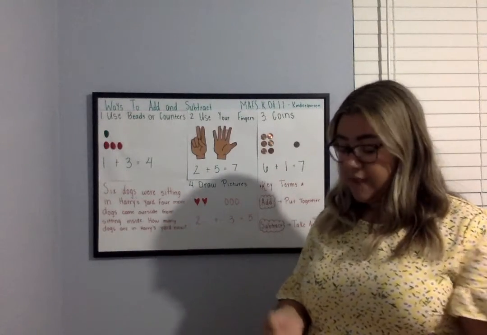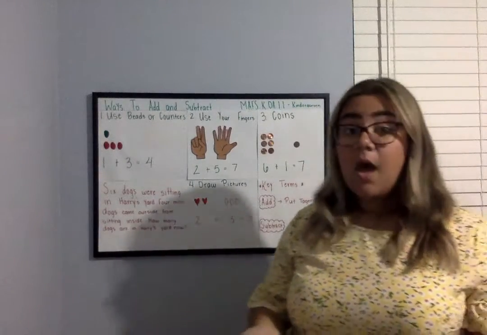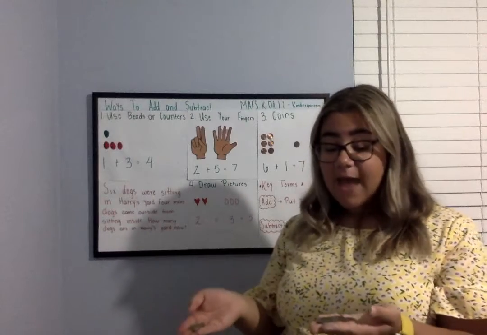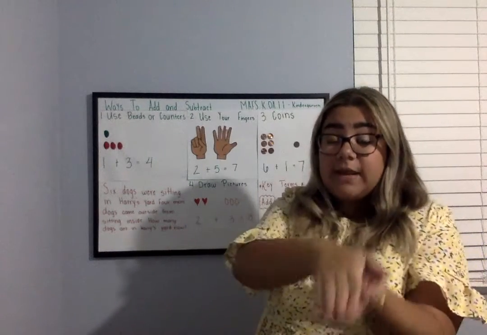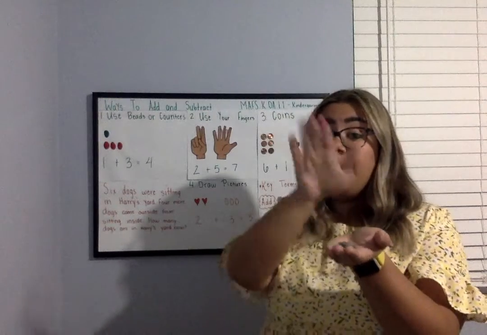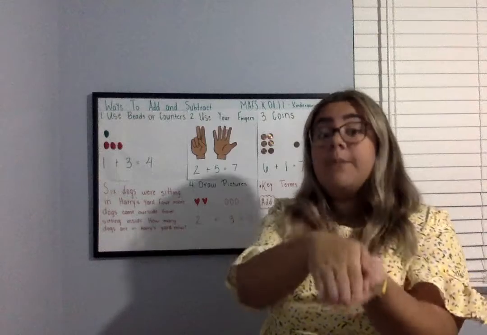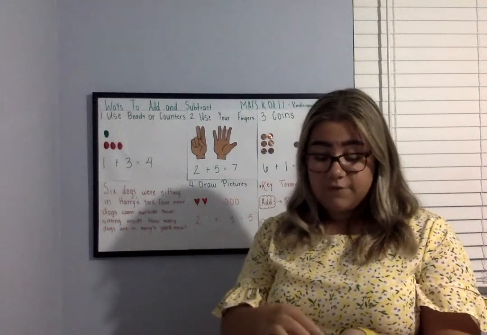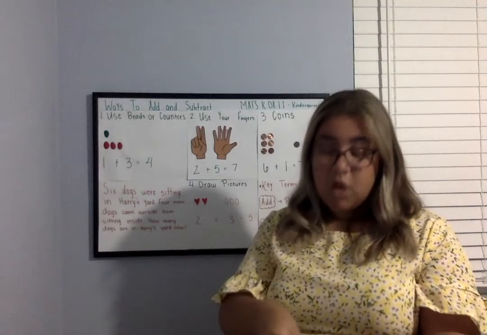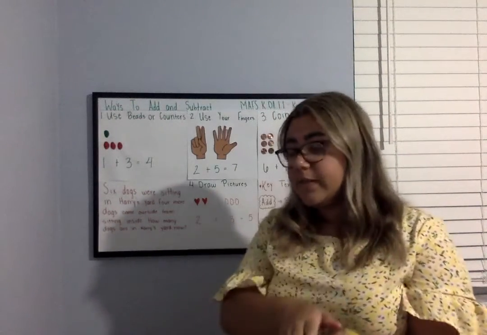Then we know that 4 more dogs came outside. So you'd have students put 4 more coins. Now, for this problem, I would have students put all of the coins into one hand so they can see that they're putting it together. And I'd use this motion to show that you're putting both hands together. Now you would have students count all of the coins. Now we know that there's 10 coins in our hand.